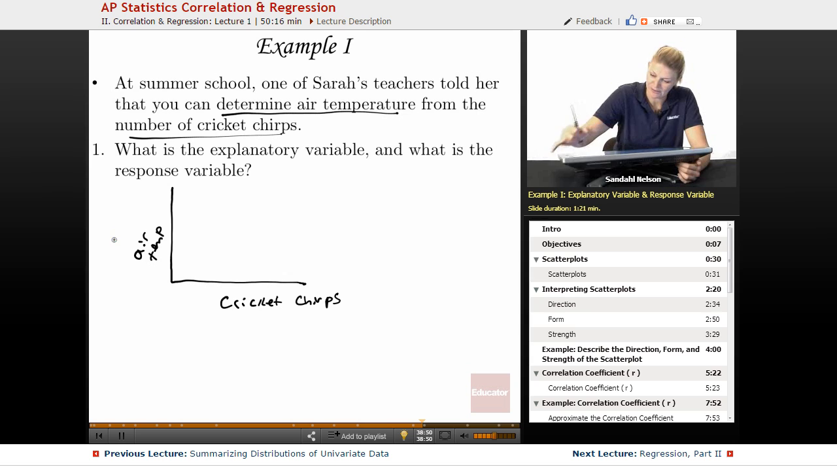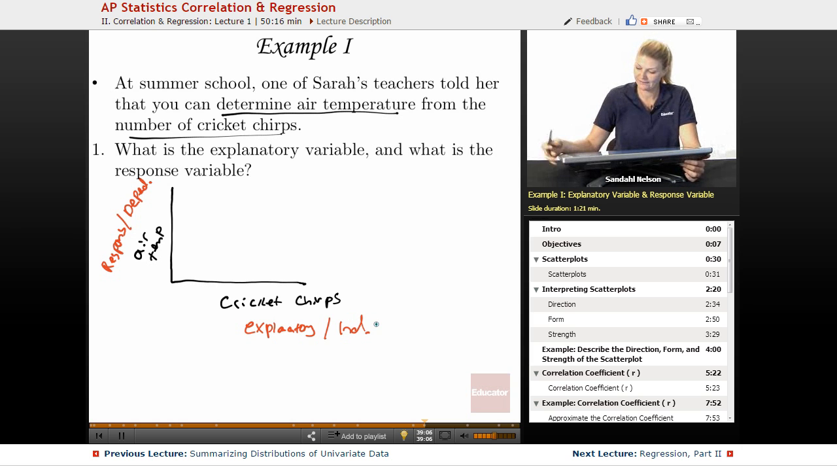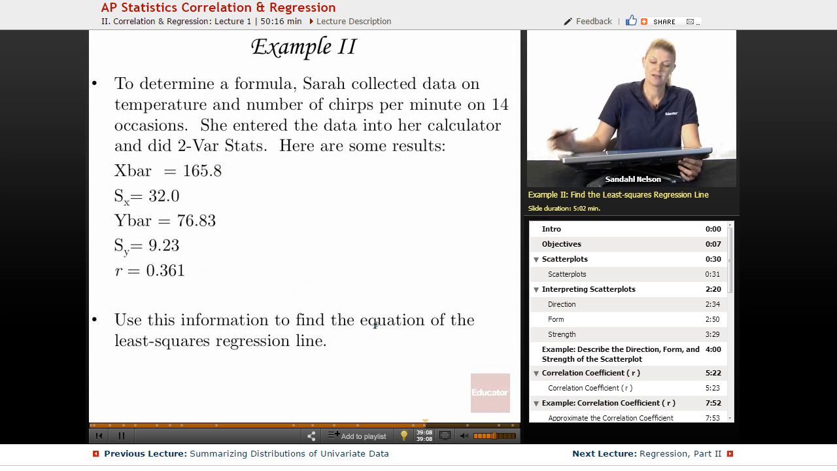So this is the response, also known as the dependent variable. And then this is your explanatory variable, also known as the independent variable. Perfect. Okay, so now we want to determine a formula.